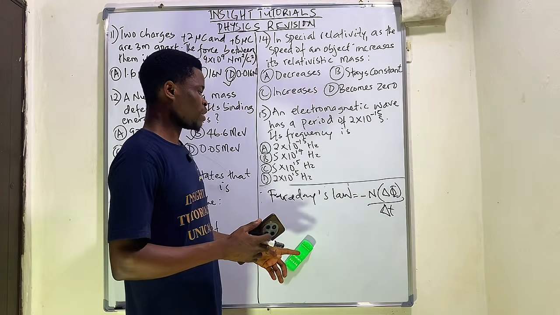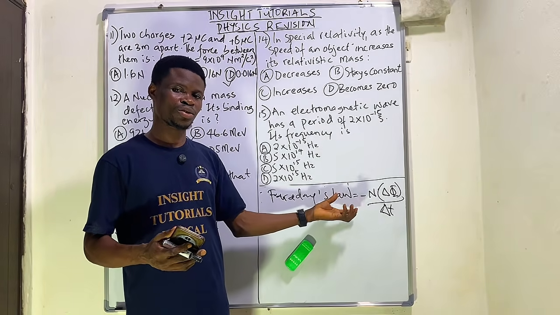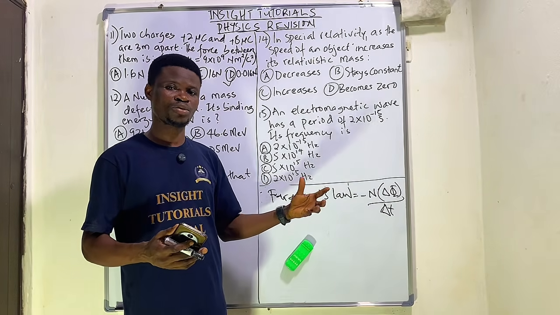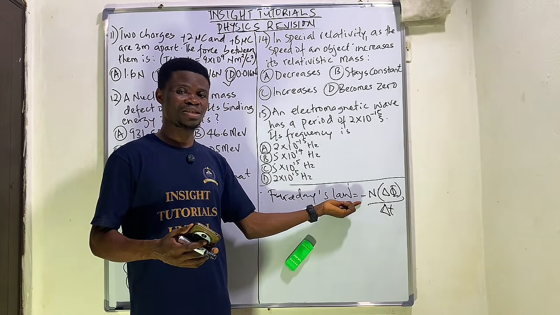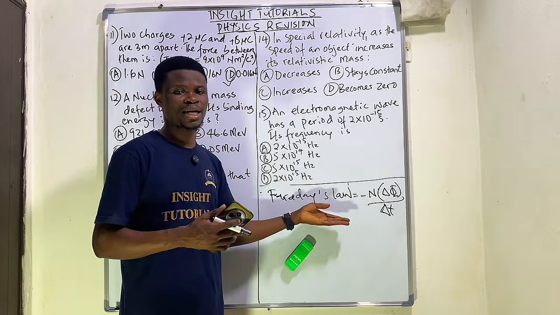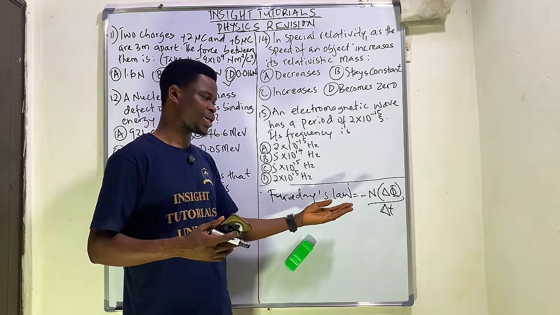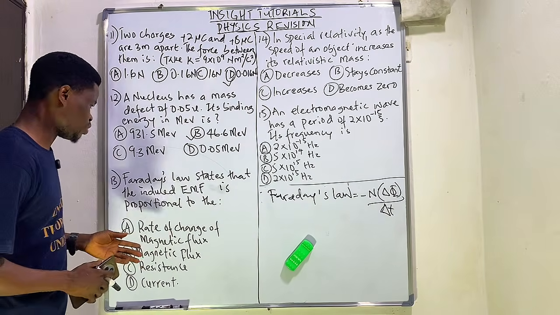All right. This negative sign here is Lenz's law. And Lenz's law states that the induced electromotive force opposes the change that is producing it. So when you see this negative, remember Lenz's law, because sometimes you can make a test and say the negative sign in Faraday's law is what? You should know that it's Lenz's law. So that's very, very important for you to know.